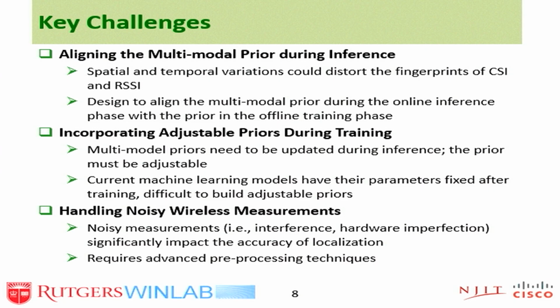In order to build a robust heterogeneous sensing system, we need to address three key challenges. First, as I said before, spatial and temporal variations can distort the fingerprints of the CSI and RSSI. Therefore, we need to design methods that align the multi-modal prior during the online inference phase to the prior from the offline training phase, so that the trained CSI and RSSI fingerprints can be adapted for localization in the inference phase. And second, during the offline training phase, the multi-modal prior needs to be incorporated into the building of fingerprints.